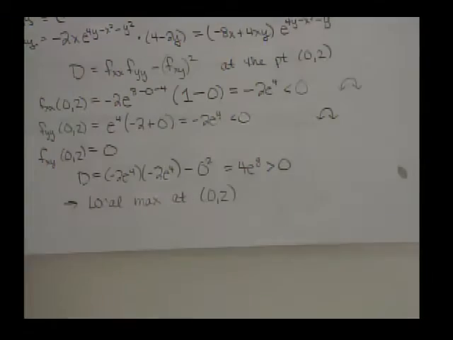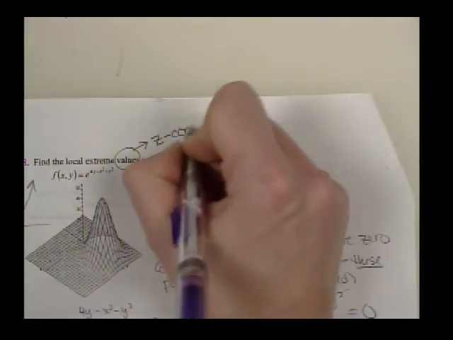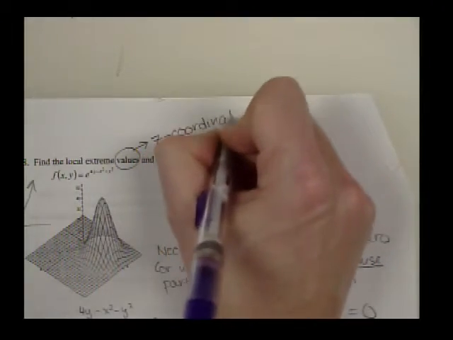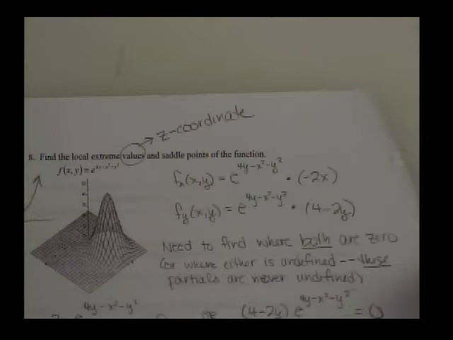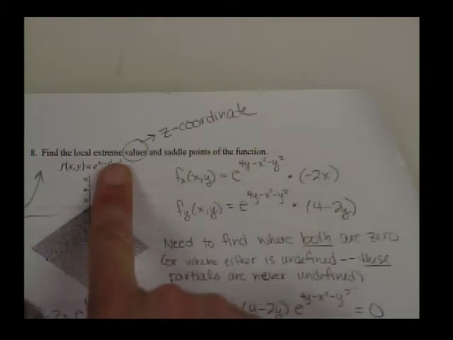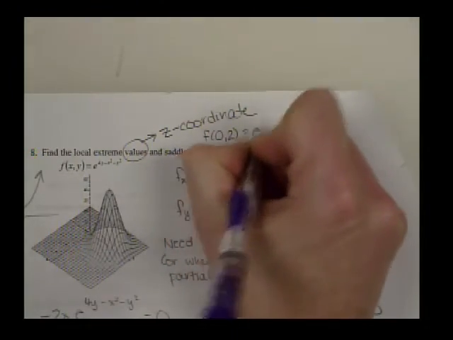Now when they say find the local extreme values, when they say values, that means the z coordinate. All I did was say where it happened. I didn't say what the maximum value was. So all we have to do is just plug (0, 2) into this function. So we'd have f of (0, 2), which is e to the 4th.